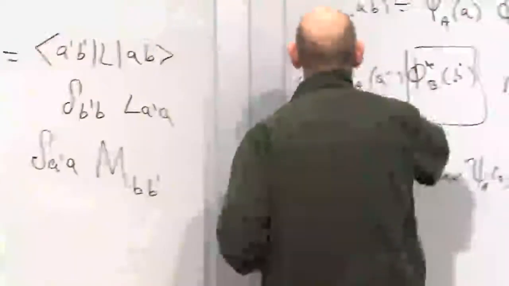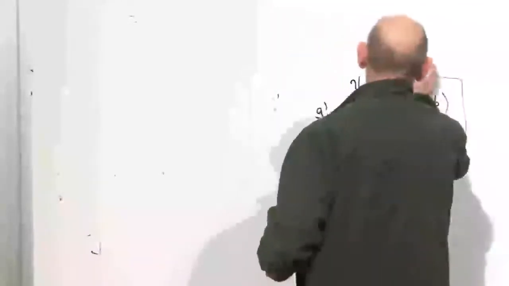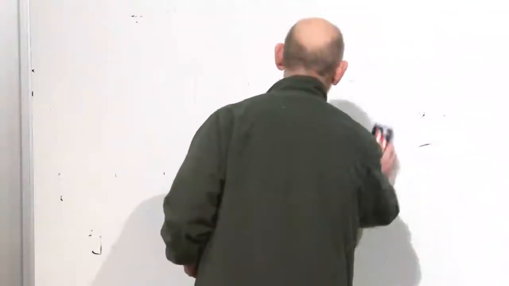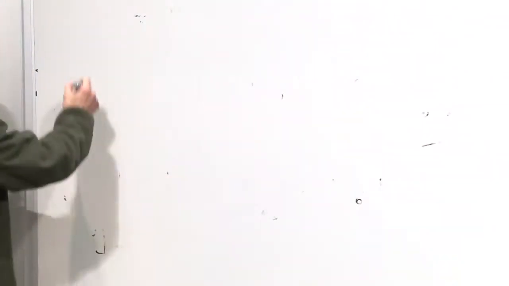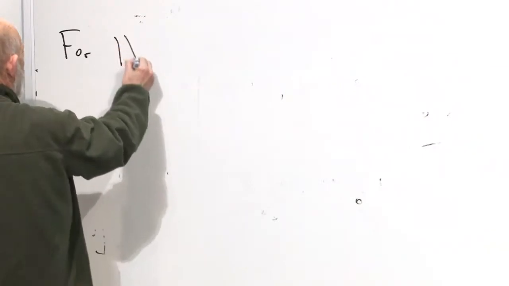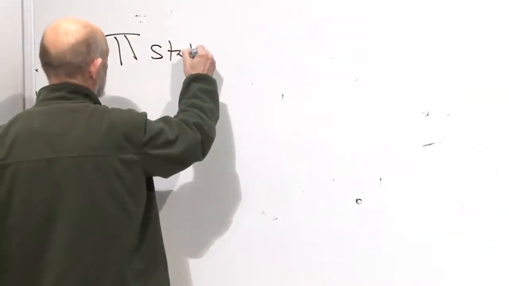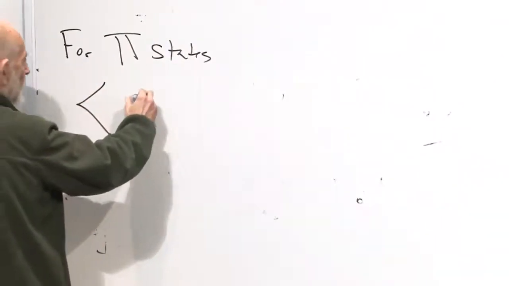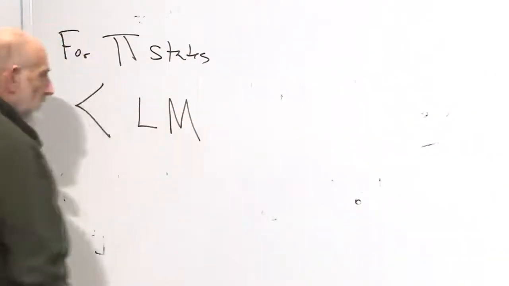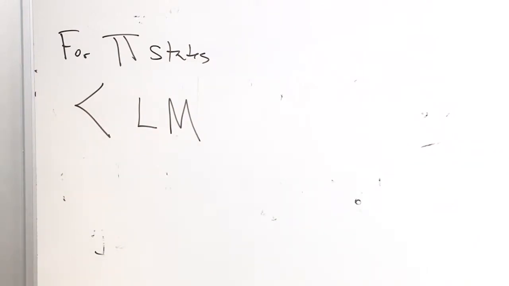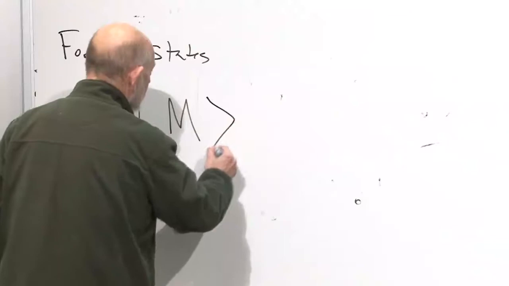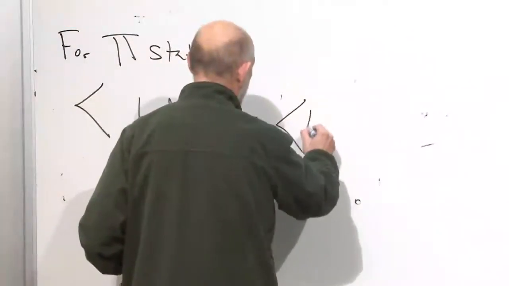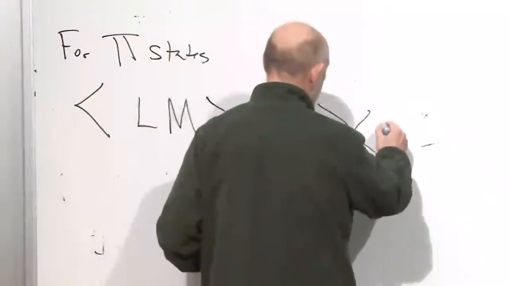And we can write it this way. It says for what's called product states, the expectation value of L times M. Now remember, L belongs to Alice, M belongs to Bob, and they operate in different halves of the system. The expectation value of L times M is just the expectation value of L times the expectation value of M.